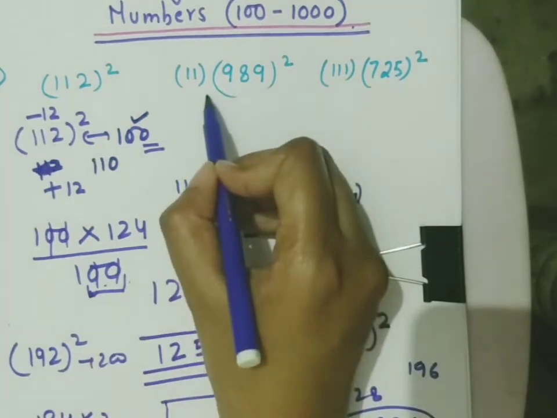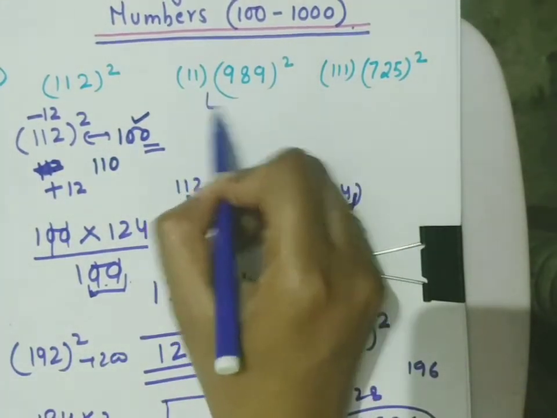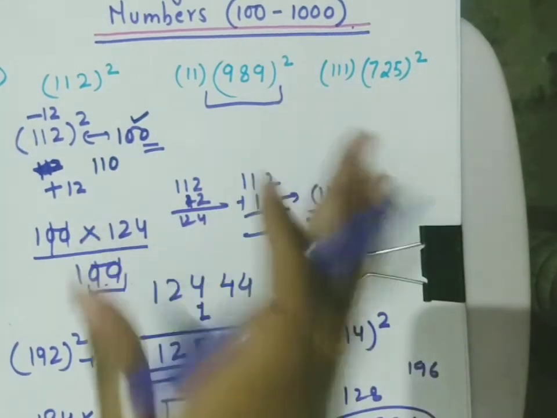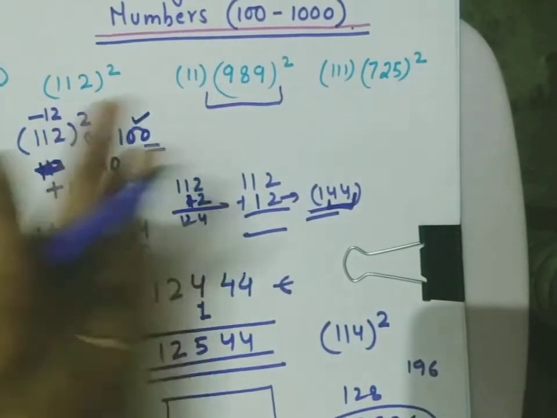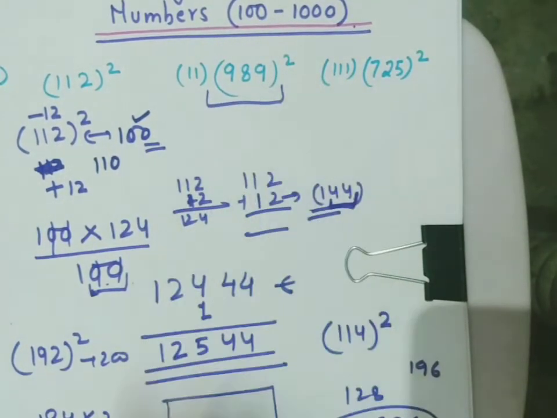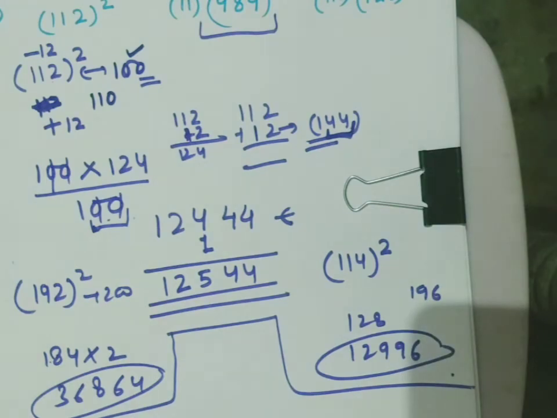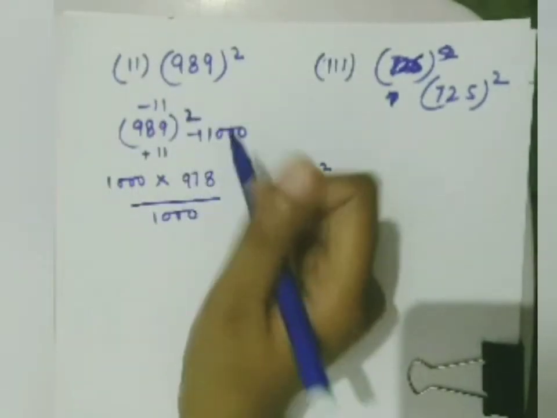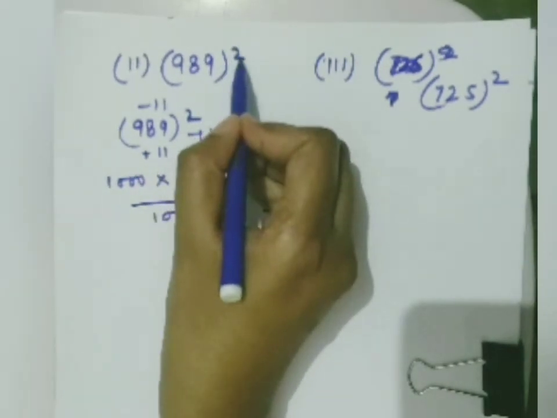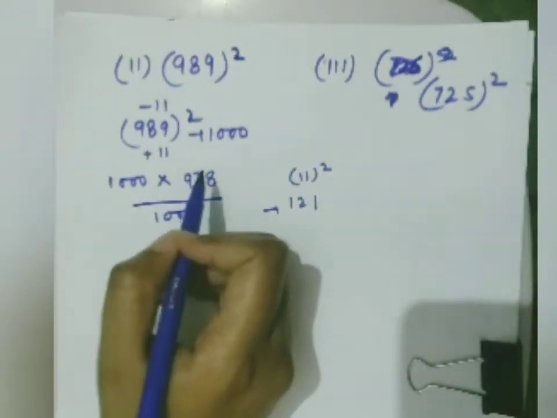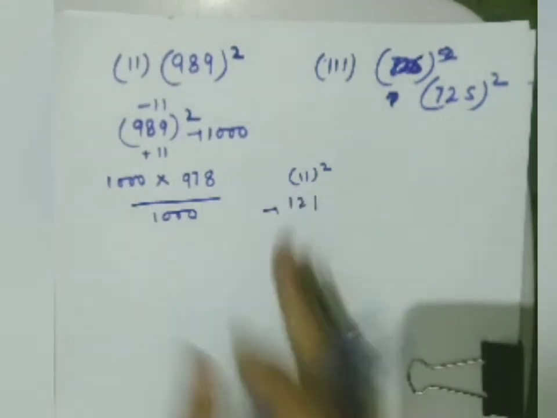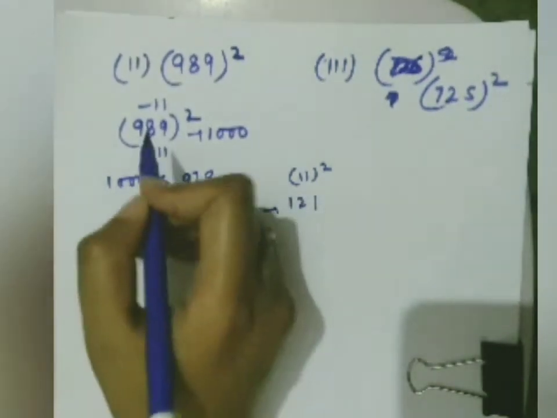Now we will move ahead to the numbers which are near to 1000, like 989, 725. These are the numbers which are a bit near to 1000. We will follow the same process for this also. So let us do it here. We will learn to find the square of 989, a number near 1000. Doing the same method, repeating the same process, I'll do it.